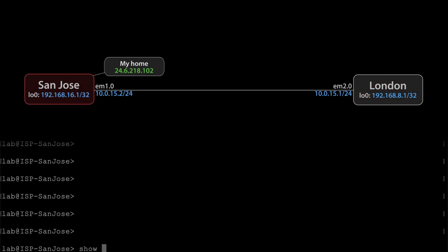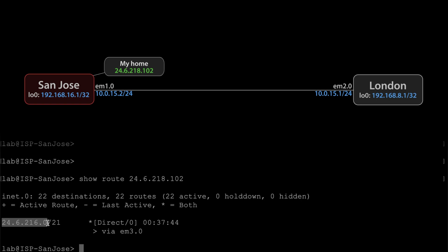If we look at the routing table on this router, and specifically look for that address 24.6.218.102, you can see that network is directly connected. And in reality, this would be through the cable modem infrastructure, but I've just got this mocked up. And then the ISP, of course, is going to ensure that the rest of their network can get to me as well.